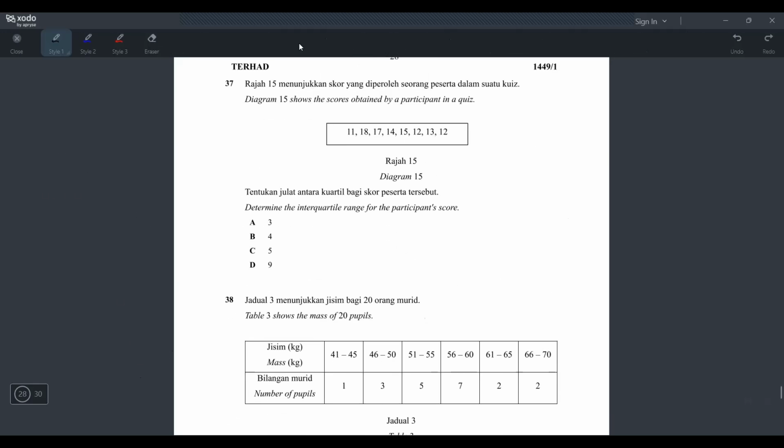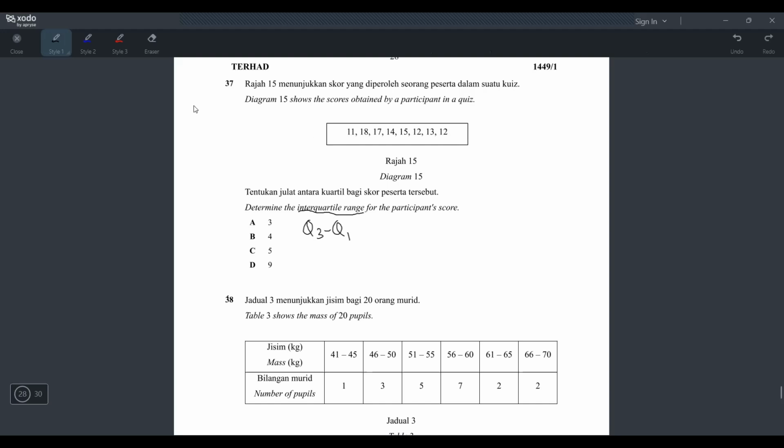Okay, let's continue. 37. Diagram 15 shows the score obtained by participants in a quiz. So this is ungrouped data. Ungrouped data. Because the other class, right? I remember just now there was one question with grouped data, but this one is ungrouped data. 38 is also grouped data. See. Okay, but let's come back to here. This one is ungrouped. They want to determine the interquartile range. Okay, interquartile range has one formula, Q3 minus Q1. But first you need to get your Q2 first.